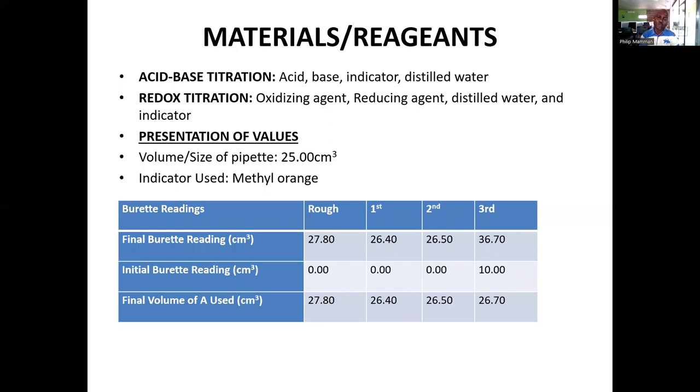Now take a look at 26.40, which is the first reading, and 26.70. The difference between them is wide. That's 0.30, which is above the maximum given, as the case might be. So let's be careful to ensure that we have concordant values. What did I say concordant values are? I say that they are values that are close together, whose difference is not more than 0.2.